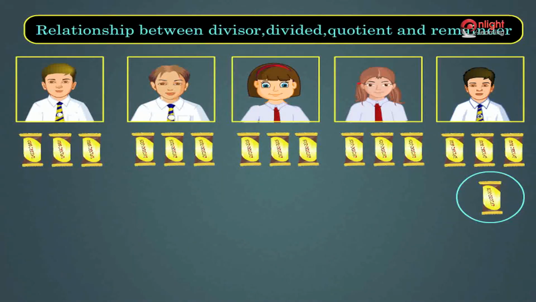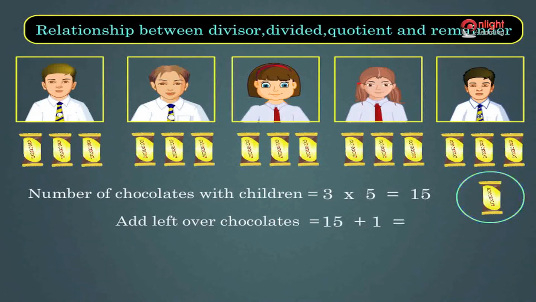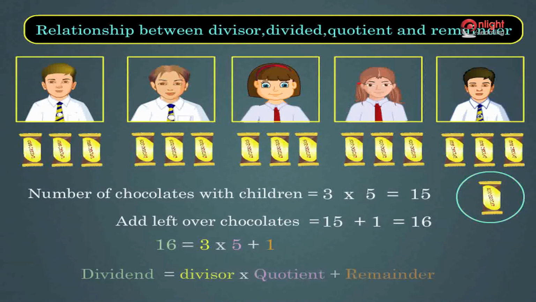Now children have 3 chocolates each. So number of chocolates with children equal to 3 into 5 equal to 15. Add leftover chocolate equal to 15 plus 1 equal to 16. This gives the number of chocolates we started with. So what do you find? 16 equal to 3 into 5 plus 1. Dividend equal to divisor into quotient plus remainder.